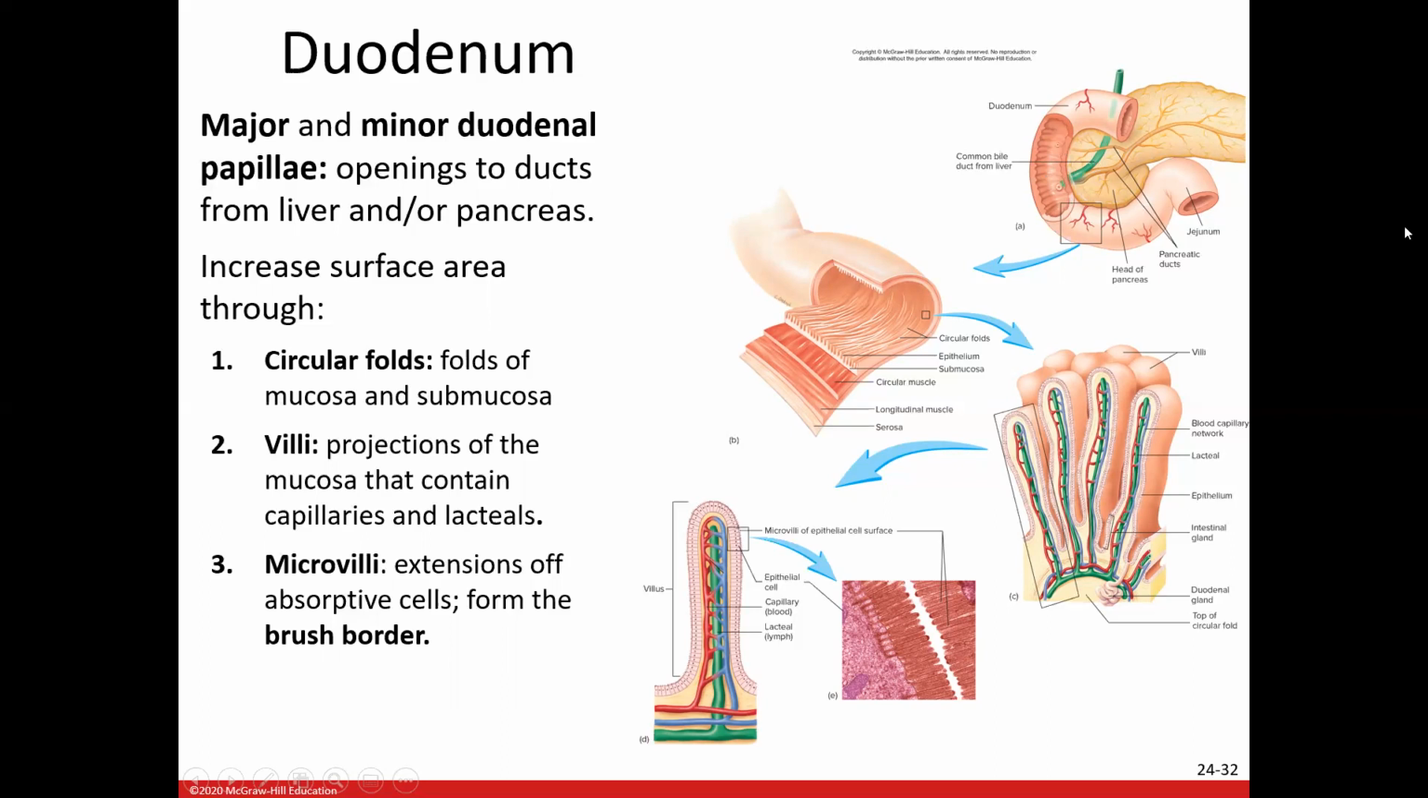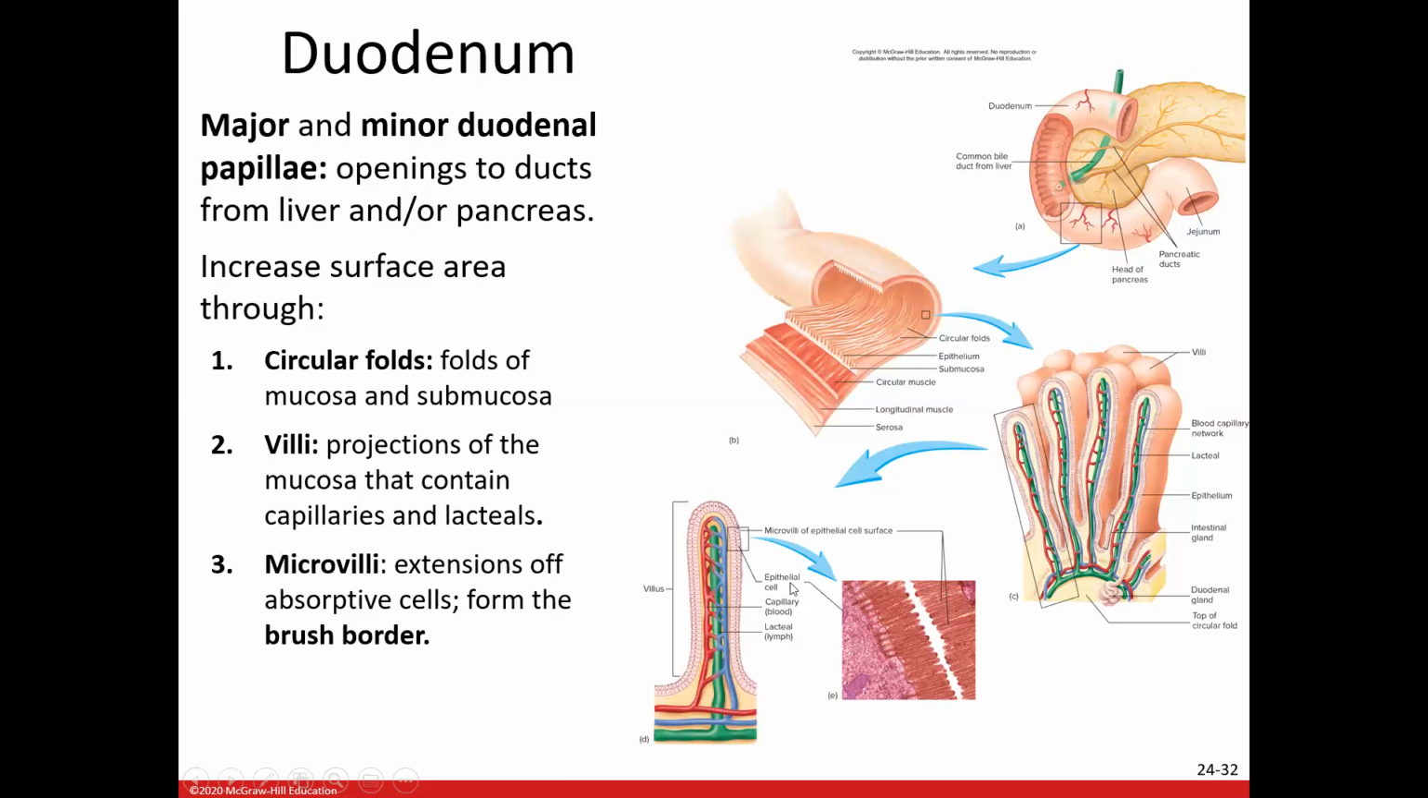Then we have three different structures or layouts that help increase the surface area of the duodenum for increasing absorption. We have what are called your circular folds, and these are in the mucosa layer and the submucosa layer. We have what are called villi. These are projections that we have coming off of the mucosa. And then within the villi, what I'm circling right now, we have what are called your microvilli. These are extensions or little sort of hairs coming off of your absorptive cells, which are on the villi.